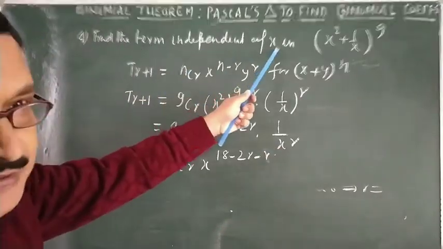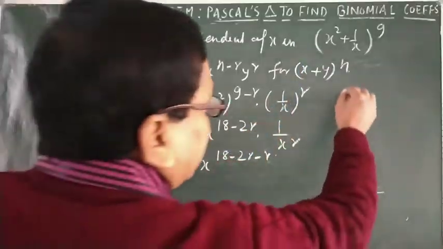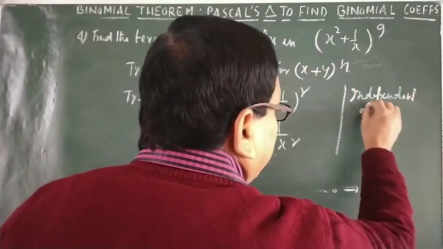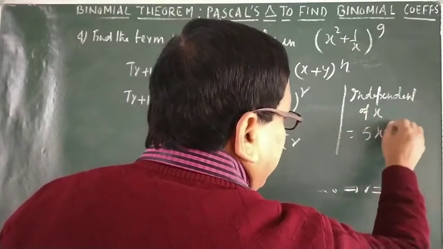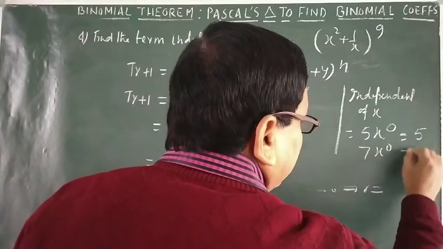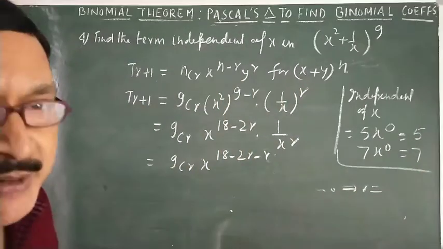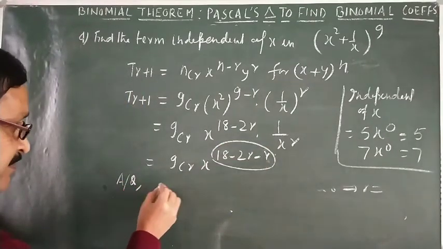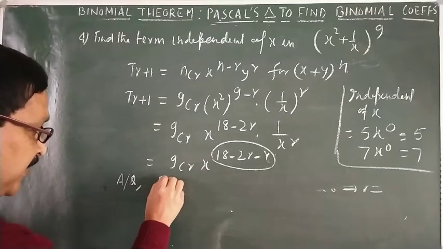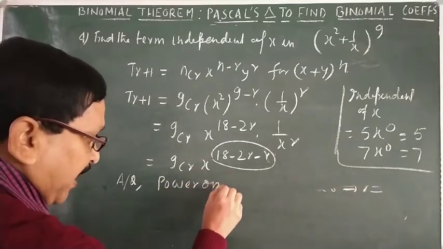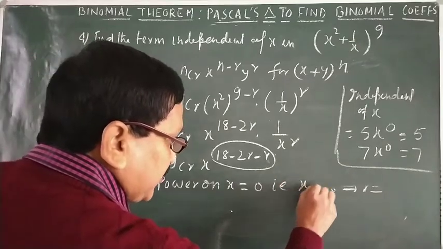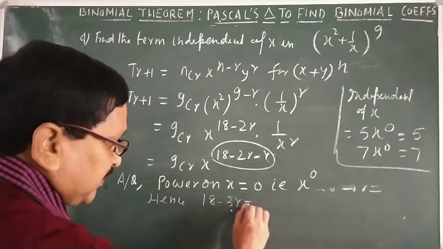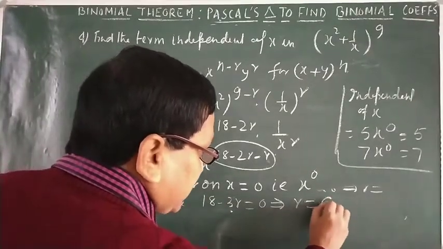Now independent of x, meaning there is no x in it. Independent of x means x to the power 0, like 5x to the power 0, 7x to the power 0. So in case of independent of x, the power on x must be 0. So according to the question, the power on x must be 0, that is x to the power 0. Hence 18 minus 3r is equal to 0. So this gives r is equal to 6.